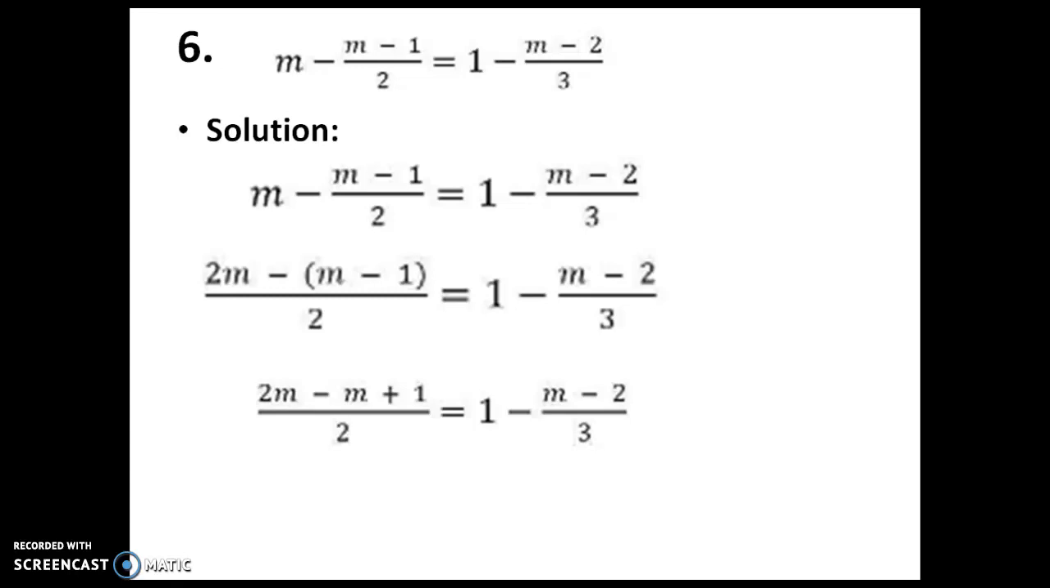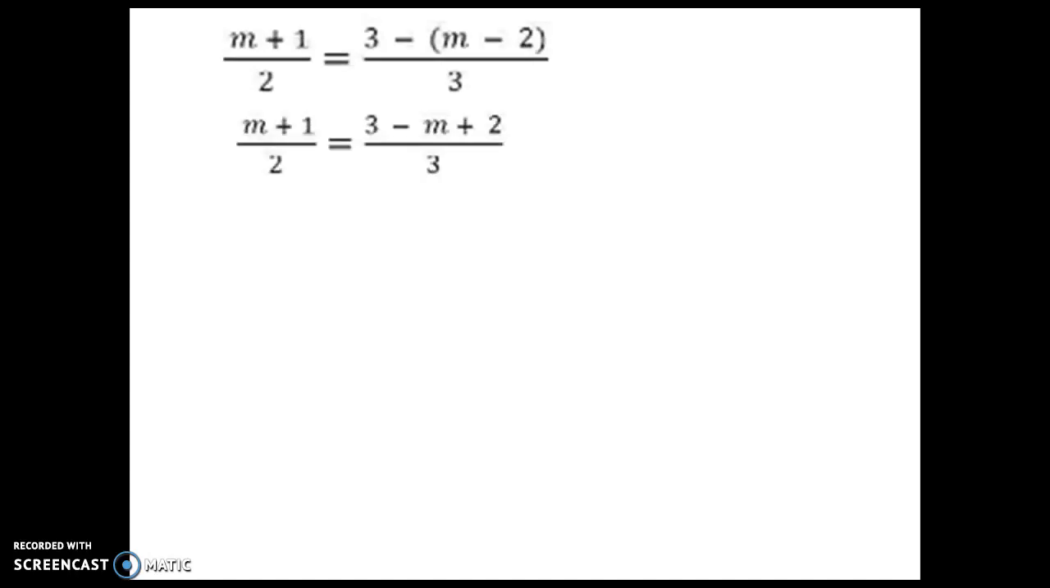So 2m minus m plus 1. So 2m minus m is 1m, that is simply m, we can write m plus 1 by 2. LHS is over. Now coming to RHS, so we have to remove the bracket.